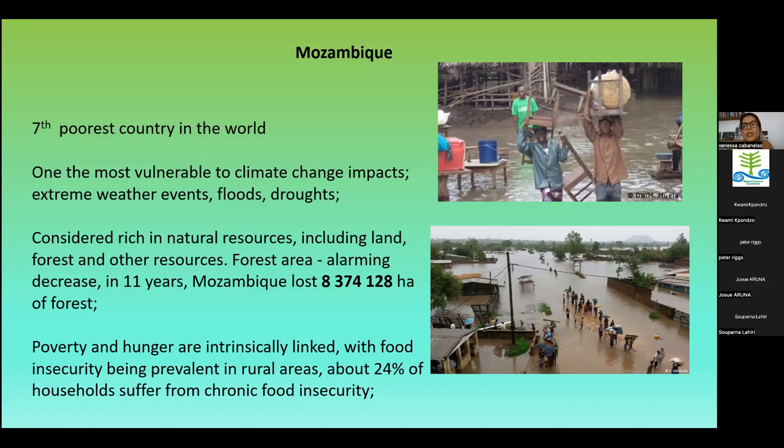But unfortunately, our forest area has also seen an alarming decrease. In the past 11 years, Mozambique lost more than 8 million hectares of native forest. Poverty and hunger are intrinsically linked, with food insecurity being prevalent in most rural areas. Around 24% of households suffer from chronic food insecurity.